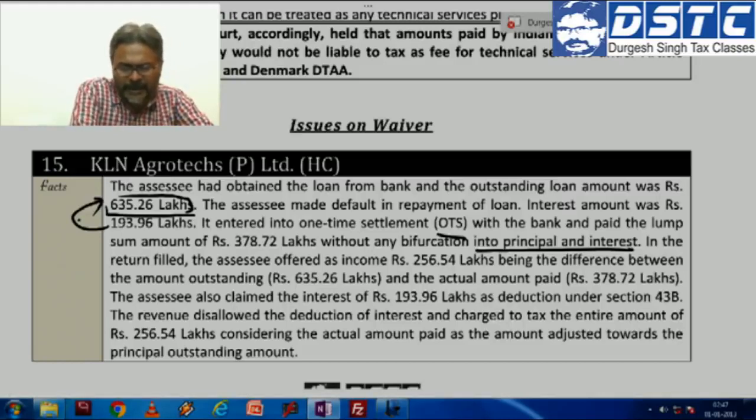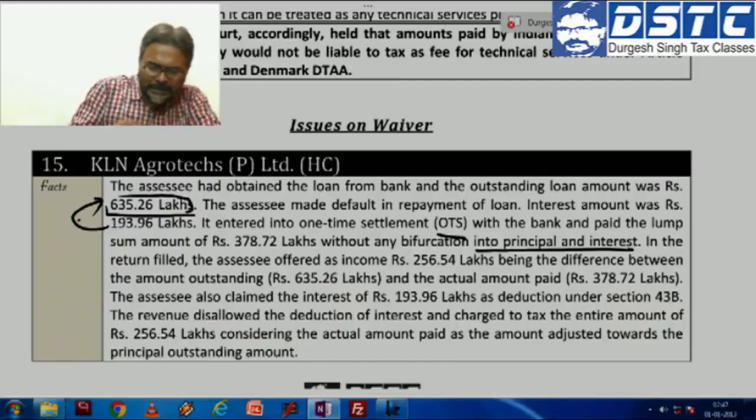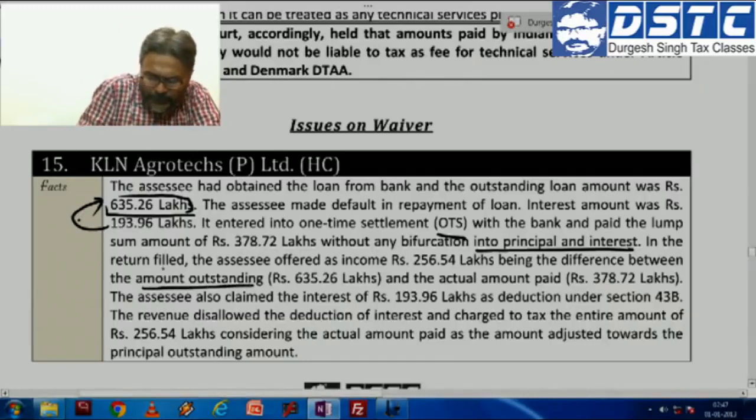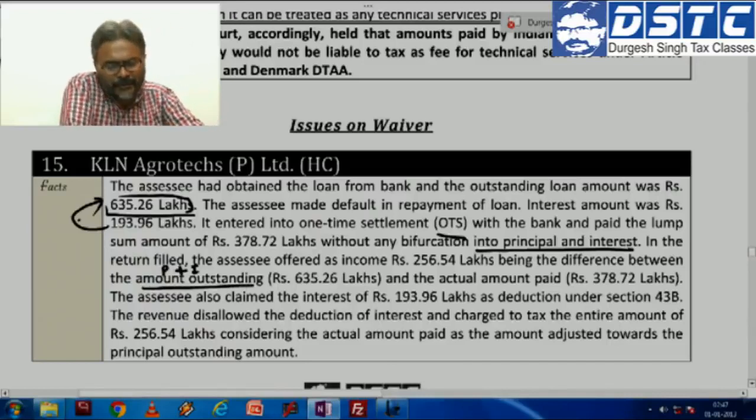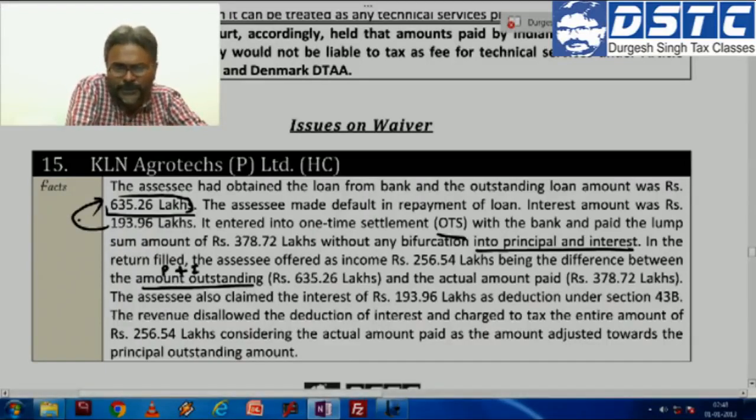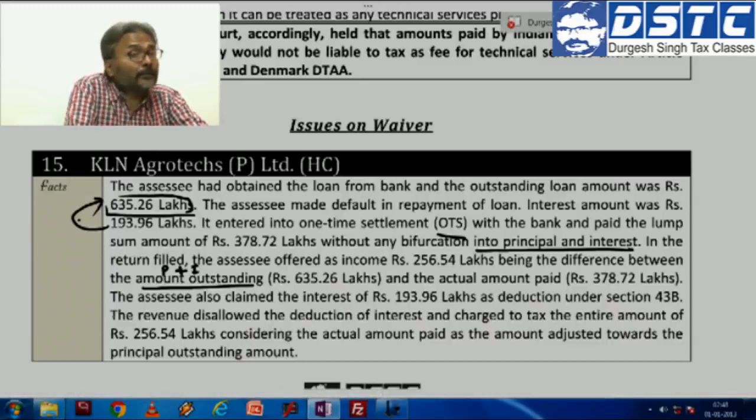So in the return filed, the assessee offered as income rupees 256.54, being the difference of the amount outstanding. This outstanding amount is both principal as well as interest, less the actual amount paid, which is 378.72. So here he offered that 256 lakhs as the income.